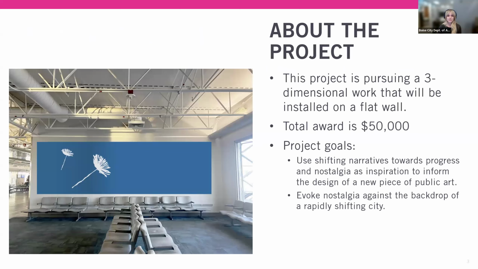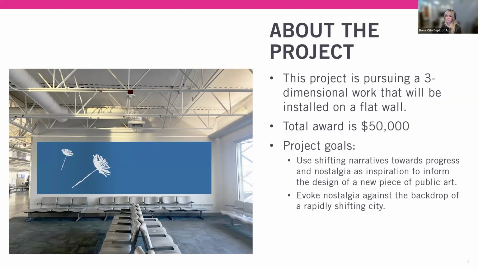About the project, this is some information you probably saw in the call for art if you've already looked at it, and if not, here's an introduction. This project will install a three-dimensional work of art onto a flat wall in the Boise Airport. The total award is $50,000. We are inviting individual artists and artist teams to apply for this opportunity, but artist teams should only submit one application. So if you're an artist team, work on that application together.